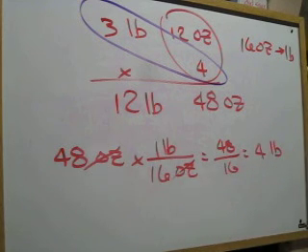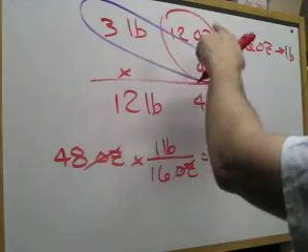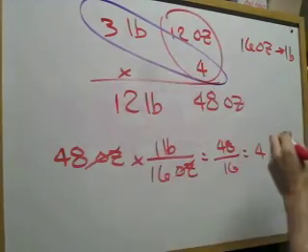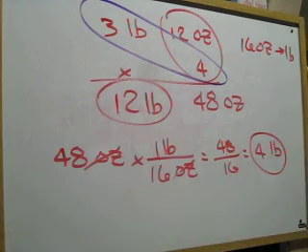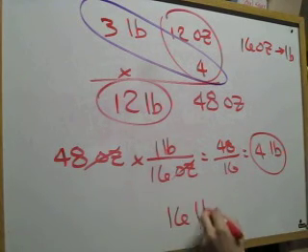Alright, so 3 pounds 12 ounces times 4 ends up being 4 pounds and 12 pounds, which is 16 pounds of fish.